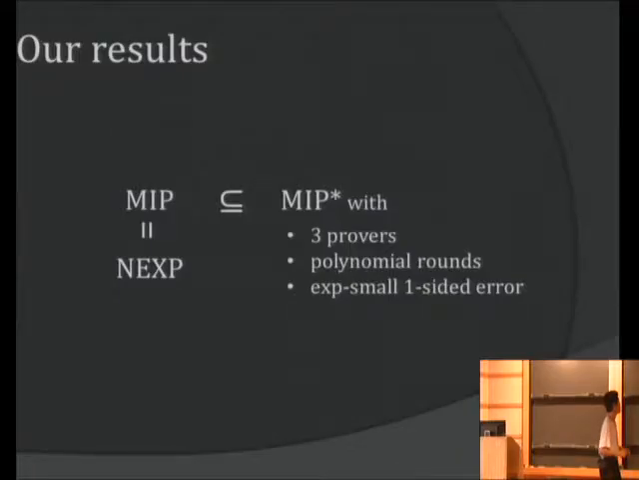So our result is we solve this open question. MIP star contains NEXP. We need 3 provers, polynomially many rounds, but we achieve exponentially small error instead of exponentially close to 1. So this was the first protocol which works for anything bigger than polynomial space and has non-huge error.